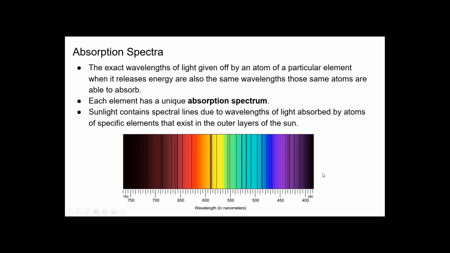Absorption spectra. The exact wavelengths of light given off by an atom of a particular element when it releases energy are also the same wavelengths those same atoms are able to absorb. So the energy that is absorbed and the energy that is removed should be the same values. And when the energy is emitted, it shows us colors. When it's absorbed, if you're looking at a line spectrum, you'll only see black lines because those wavelengths have been absorbed. They're missing.